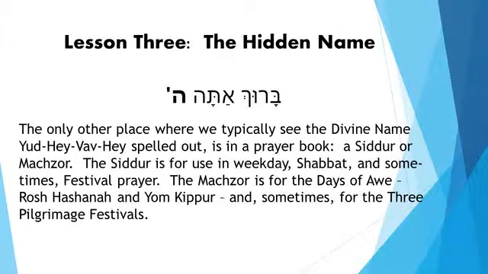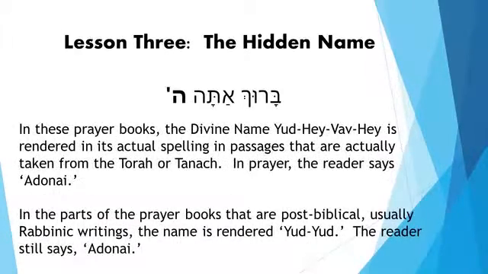The only other place where we typically see the divine name Yud-Heh-Vav-Heh spelled out is in a prayer book, a siddur or machzor. The siddur is for use in weekday, Shabbat, and sometimes festival prayer. The machzor is for the days of awe, Rosh Hashanah and Yom Kippur, and sometimes for the three pilgrimage festivals. In these prayer books, the divine name Yud-Heh-Vav-Heh is rendered in its actual spelling in passages that are actually taken from the Torah or Tanakh. In prayer, the reader says Adonai.